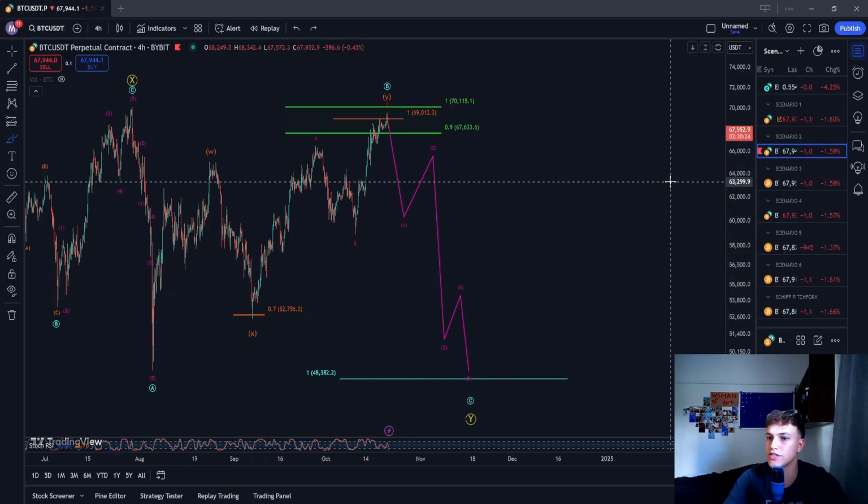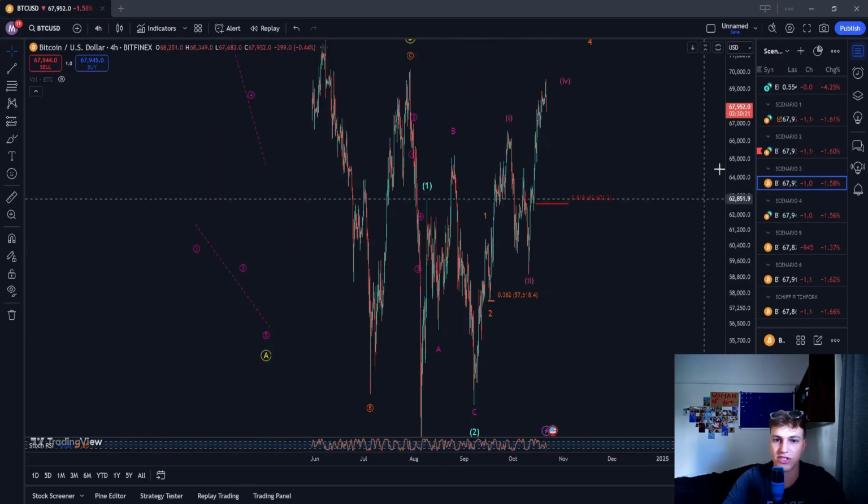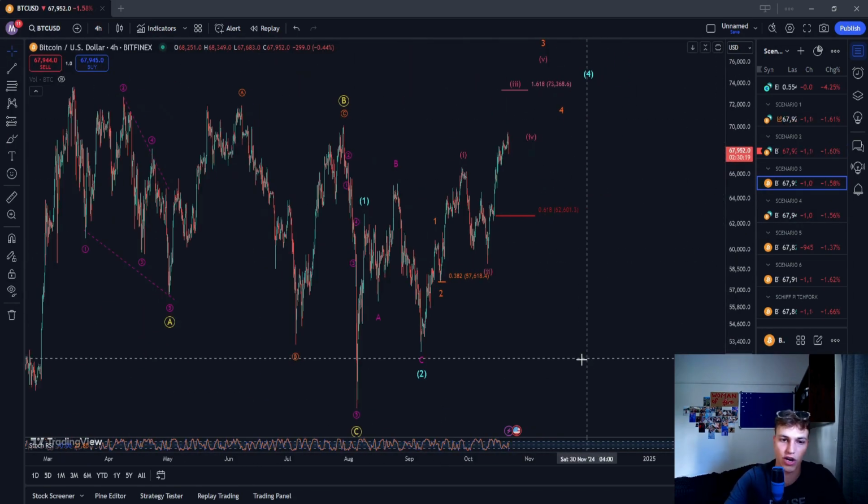Then for the third scenario on the chart, we have this here, the most bullish scenario to date.